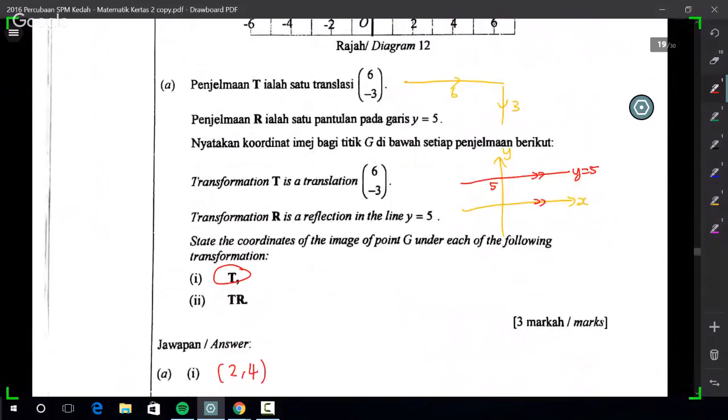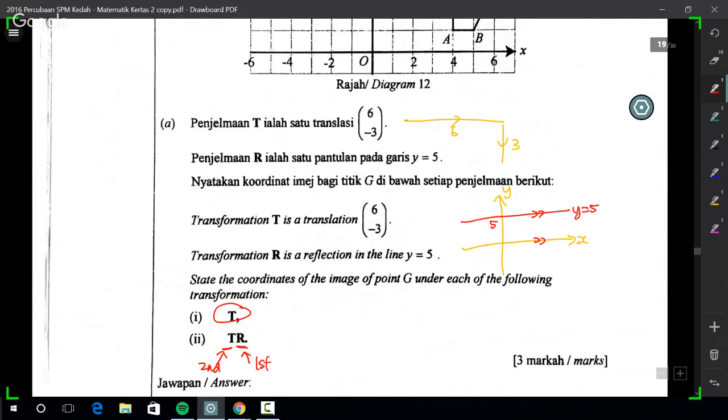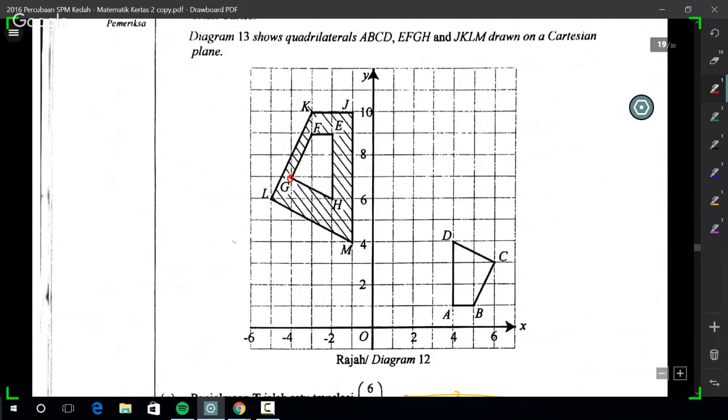Then for the second one, they want TR. This is a challenging one. You must always understand you have to perform the one behind first. So you perform R first, then only you do the second transformation, T. Because if you do T first and then R, you will get the whole question wrong. So make sure you do R first. R is a reflection in y equals 5, so I will draw out y equals 5. Basically this line is y equals 5. Assume it's a straight line. If I had the ruler, I would make it straight.